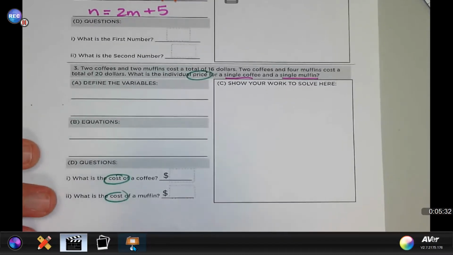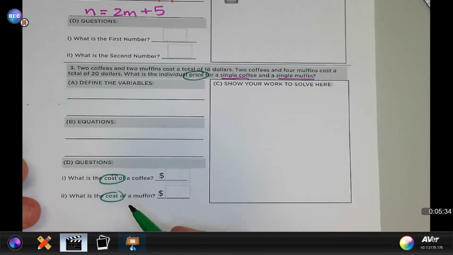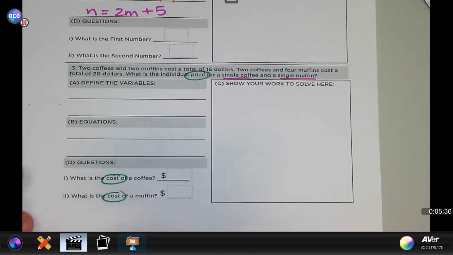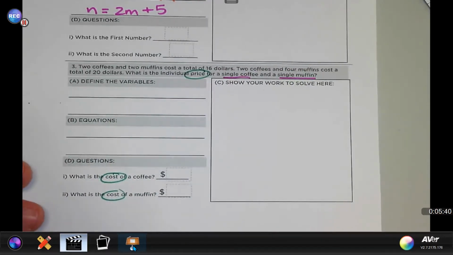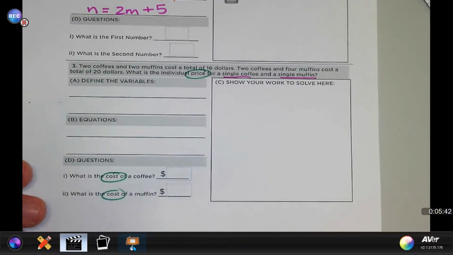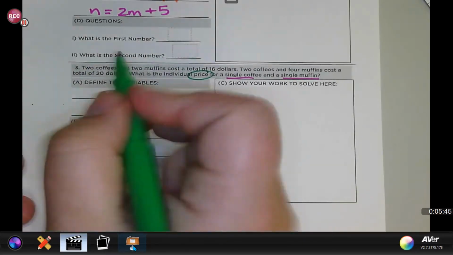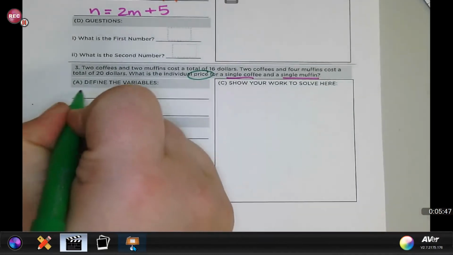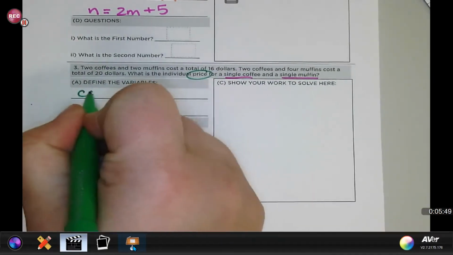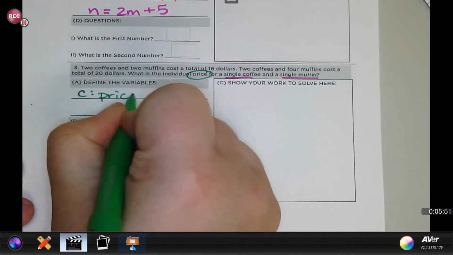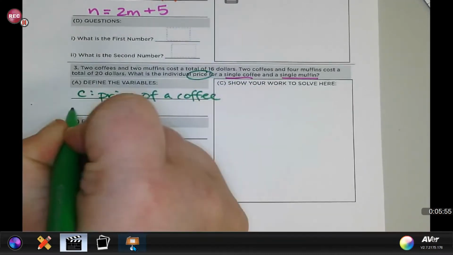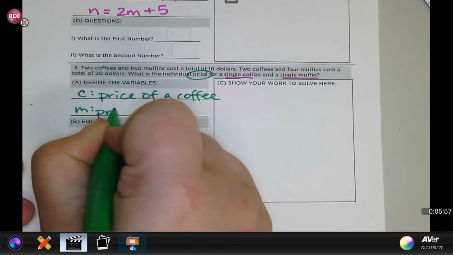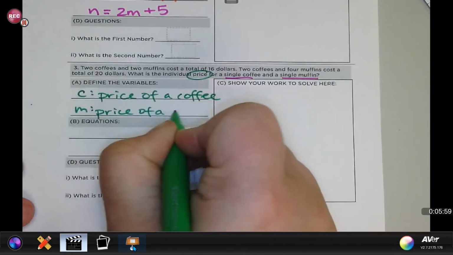What you cannot do is write C is coffee, M is muffin, because you don't know, there's different numbers associated with those. How many did you buy? How much does it weigh? You know, those kinds of things. So you need to be specific about what number. So let's say C is the price or cost of a coffee, and M is the price or cost of a muffin.